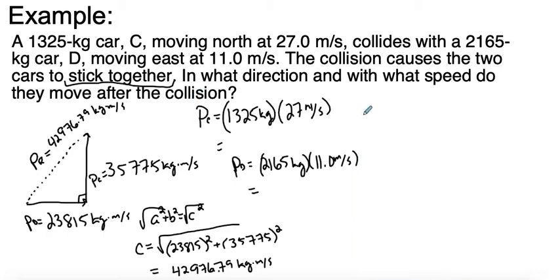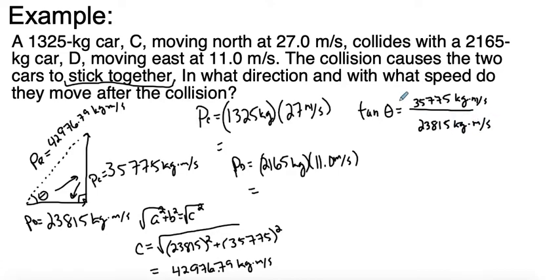All right, so the easy one to take care of is the direction, okay? Because we're just looking for this angle, and we have this quantity and this quantity that we can use to find angle theta here. So what trig function are we going to use? Well, we have an opposite leg and an adjacent leg, so that means we're going to be using tangent. So we use tangent of theta, and we set that equal to, remember, it's opposite over adjacent, so that would be 35,775 for that momentum divided by 23,815. And then we're looking for theta.